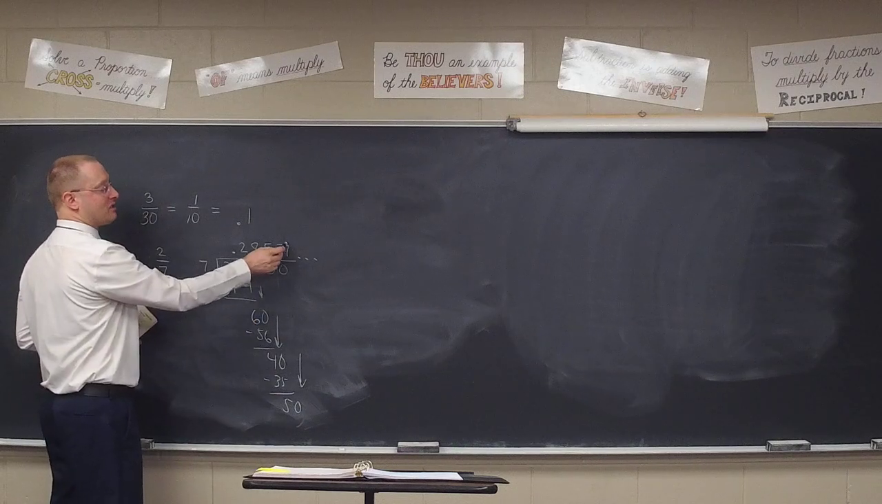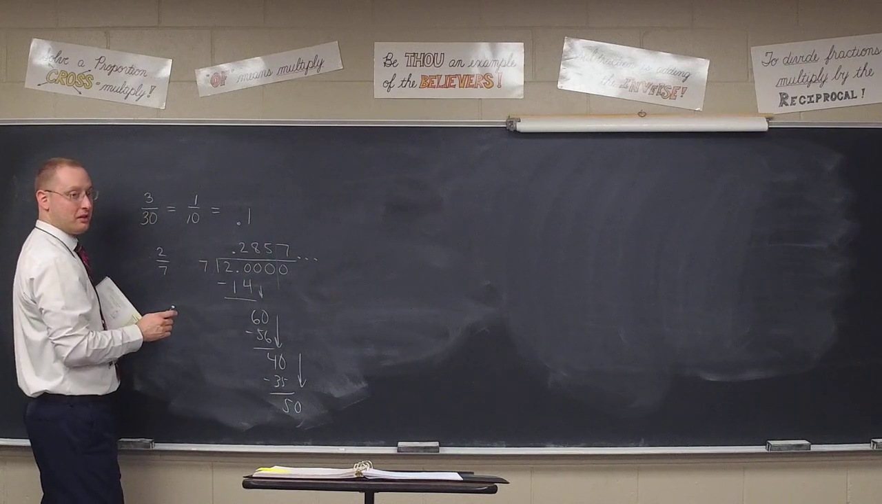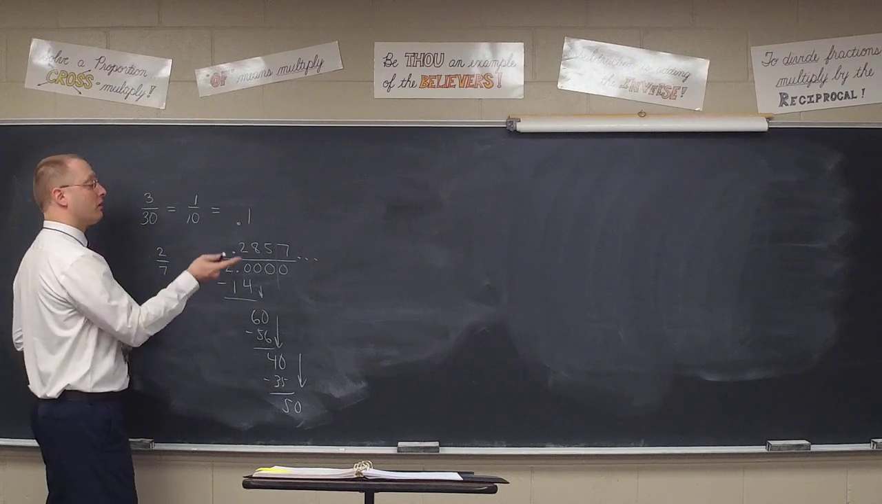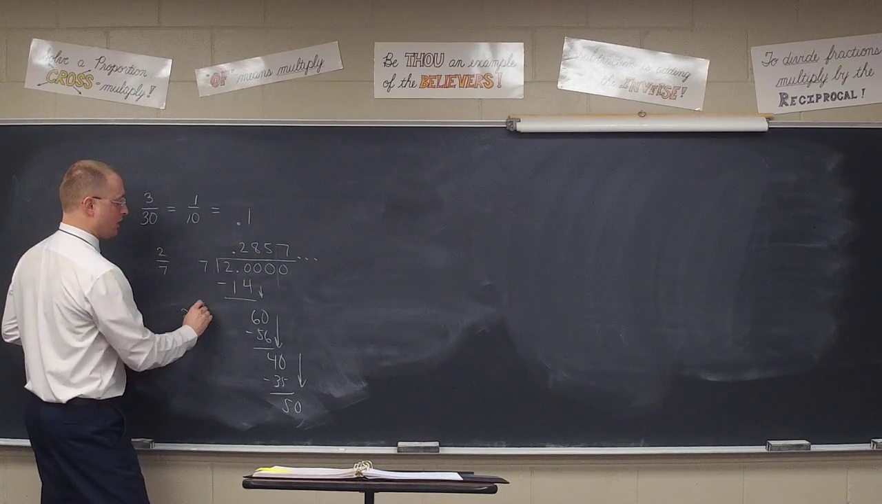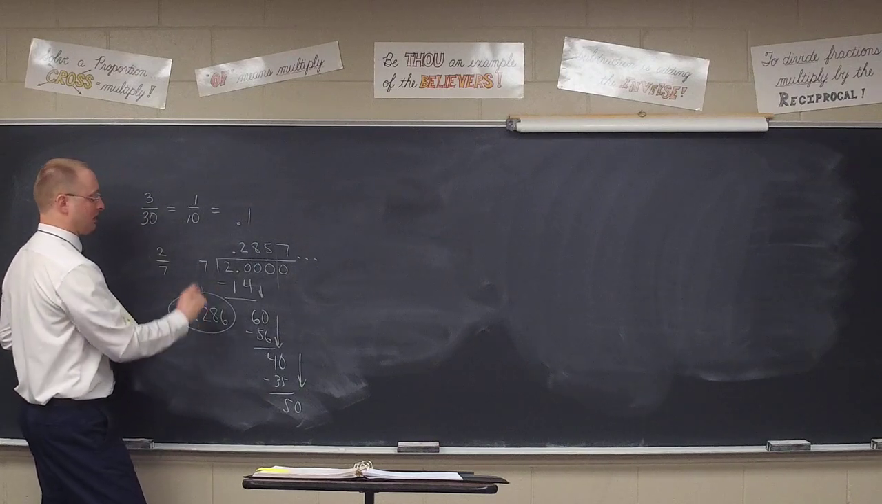What does the 7 tell me to do, Joel? It tells you to round up. To get? 0.286. Good. So we'll say their answer is approximately 0.286.